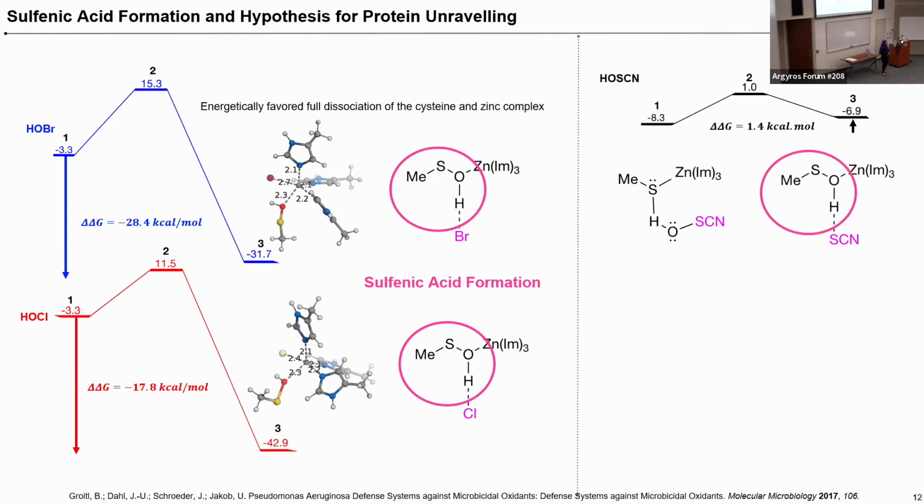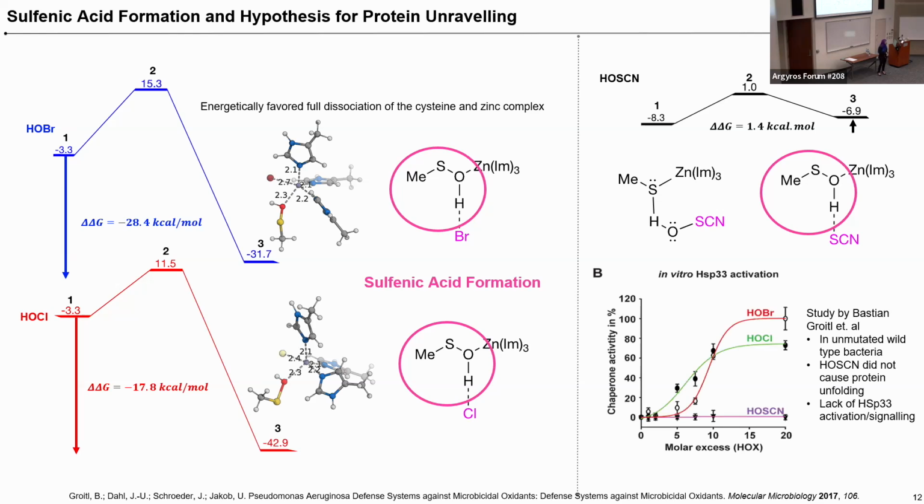However, with the HOSCN case, we're seeing that there's actually an increase in energy there. So complex 3 is higher in energy than complex 1. This implies that the equilibrium of this reaction lies closer to complex 1 than to complex 3, meaning that HOSCN may not start this process and may not go through protein unraveling. This is actually confirmed by the study of Bastian et al., in which they looked at unmutated wild-type bacteria, and they found that HOSCN did not cause protein unraveling and did not activate the HSP33 signaling pathway.